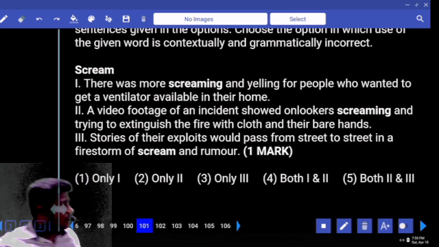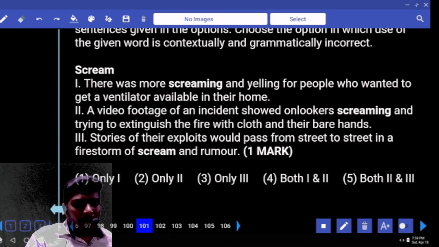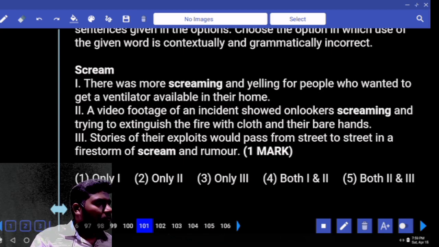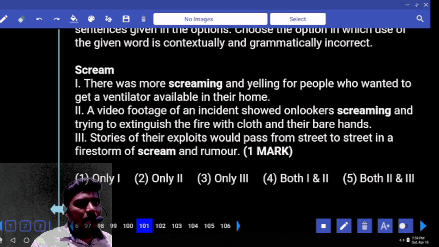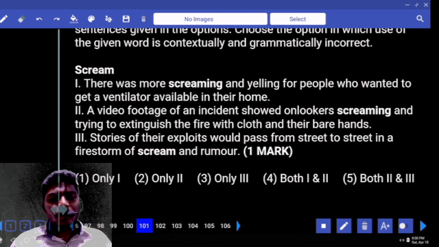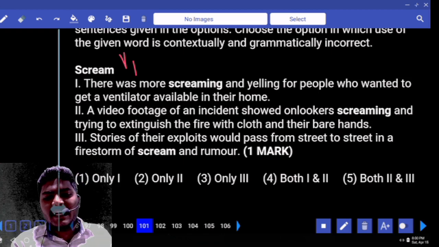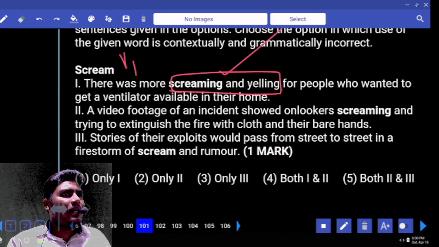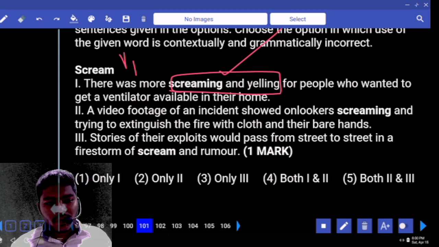Next one, word usage. What is the word there? Scream. Okay. What is the answer? What is the part of speech of scream? What form? We know. Okay, fine. Read the first one. There was more screaming and yelling. Screaming and yelling, what are these two here? Synonyms. Scream or yell means shouting loudly. It is contextually correct, right? Okay. Next, come to 2-1.